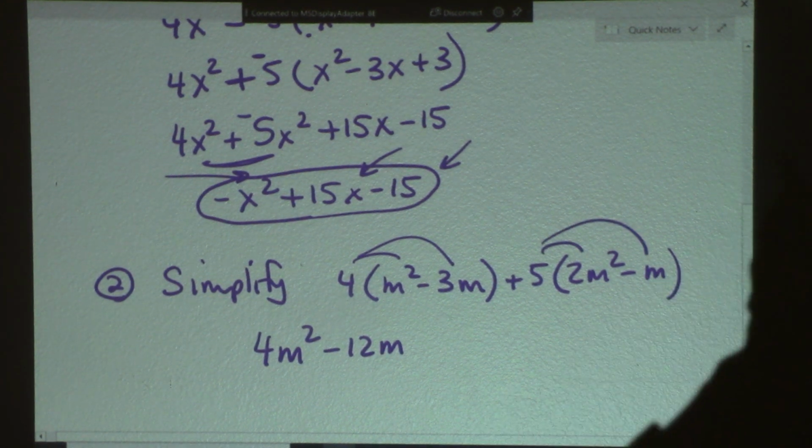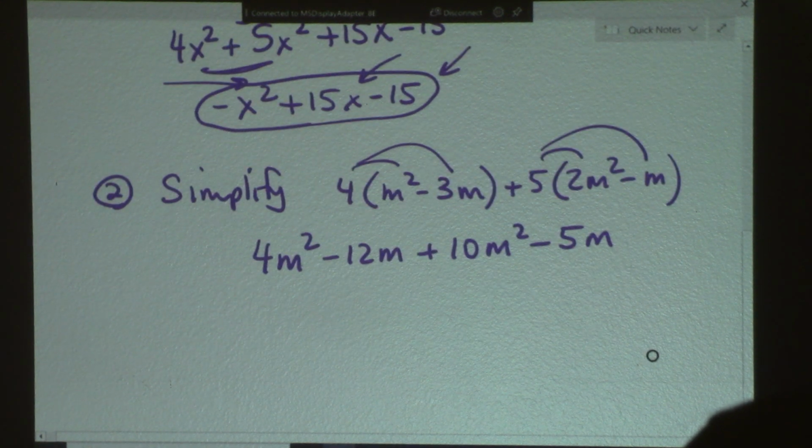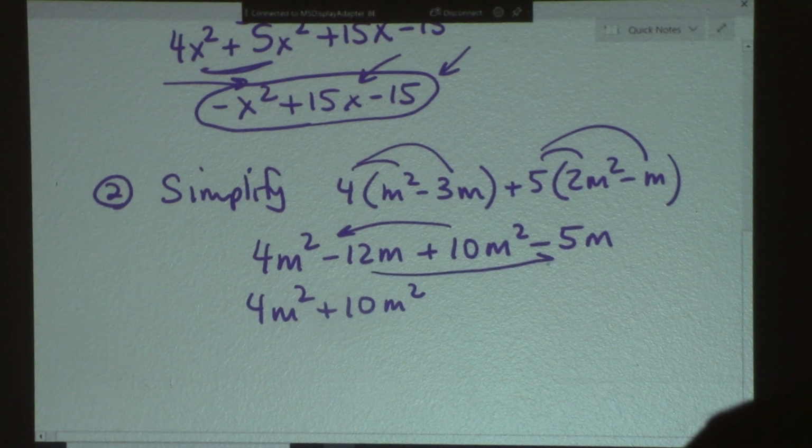Now I'm going to do this here. So I've got 10m squared minus 5m. Now I'm going to write this so that I have all of my like terms next to each other. So I'm going to move this 10 over here, and I'm going to move the 12 that way. Be careful though. When you move something, you have to move the sign as well. So I have a negative 12m here.